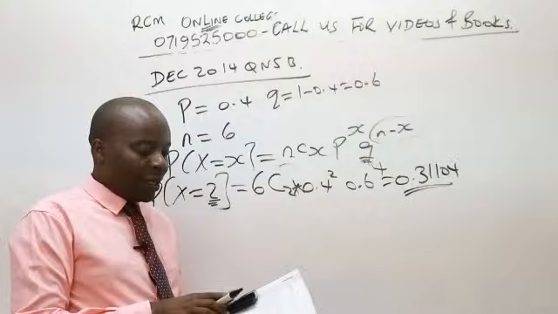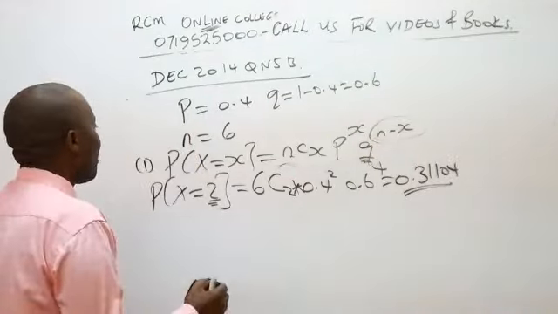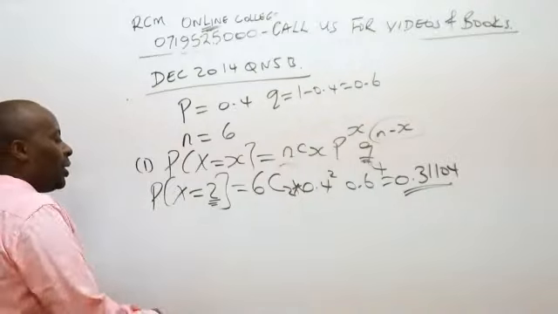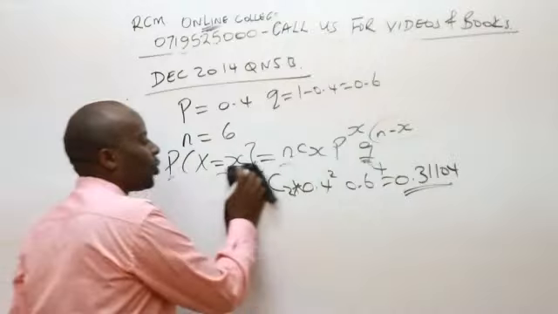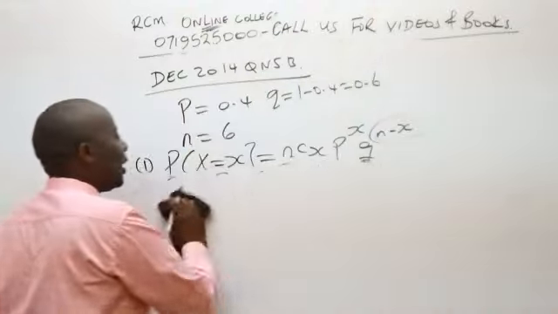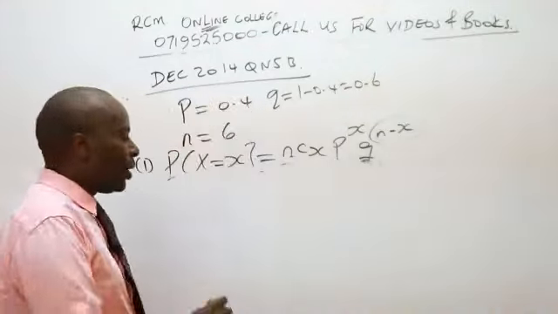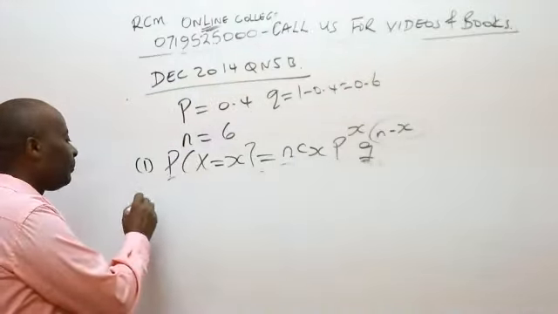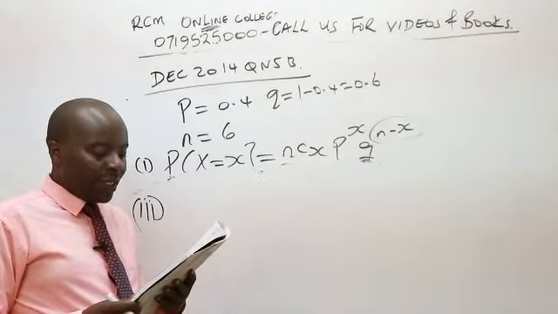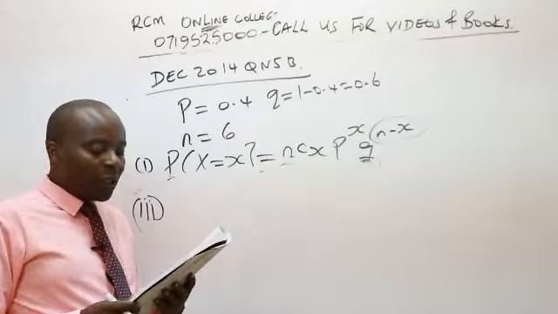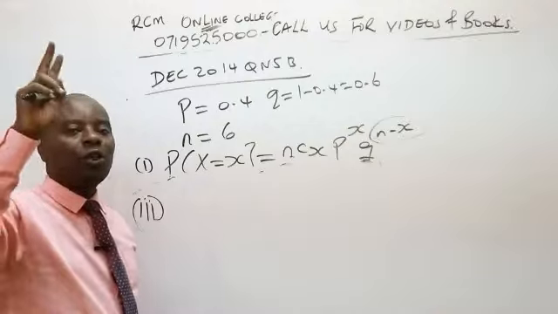So Roman 2, we are done with it. Now we go to Roman 3. Under Roman 3, ladies and gentlemen, what we have is quite interesting. They want us to give them the probability that at most 2 households were affected by the pandemic. At most 2, so 2 is the highest.